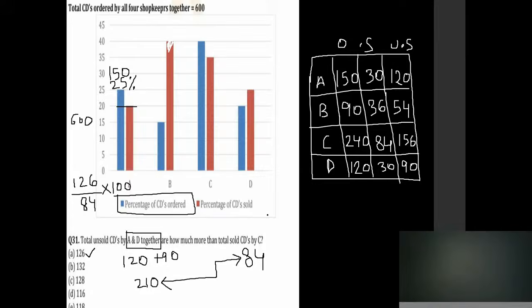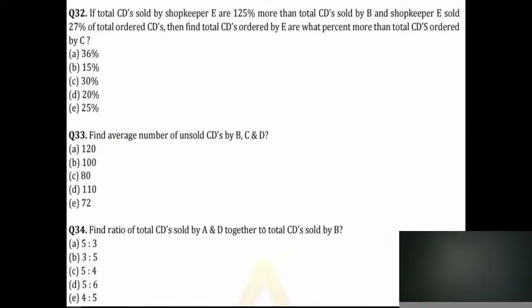Try to take a picture of this table because the next questions depend on this table only. Whatever we solved till now: ordered, sold, unsold. Based on this, we have the remaining questions. Okay, the 32nd we will be solving later. After solving 33 and 34, we will come to this one. For the time being, don't solve this one, because the next questions are easy. First, let us solve them. After that, let us come to the 32nd.